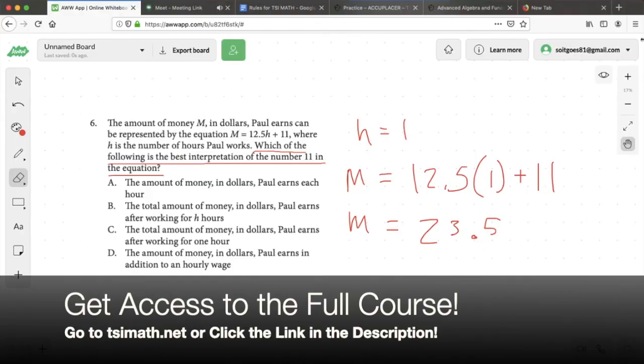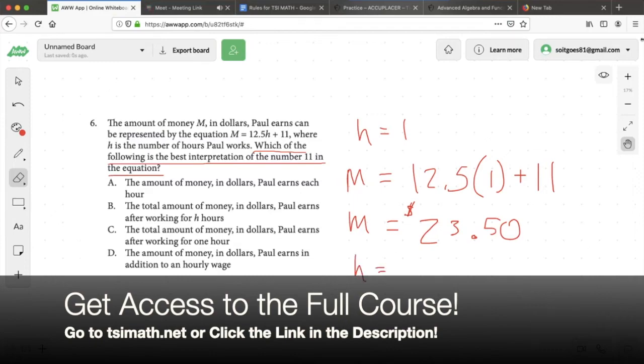Yes. Okay. So again, let's make this concrete. This means after Paul's worked 1 hour, he's made $23.50. Does that make sense? Great. Let's try another value.